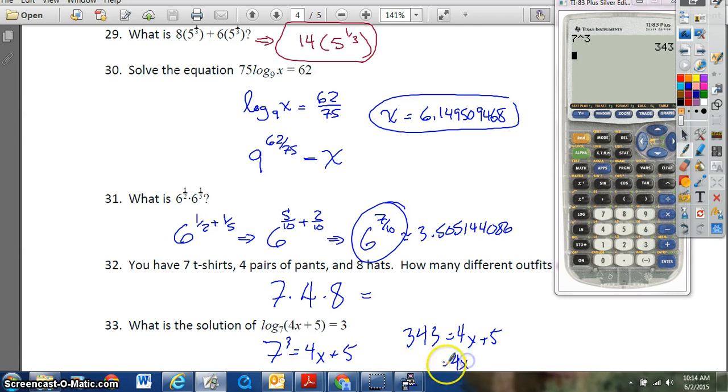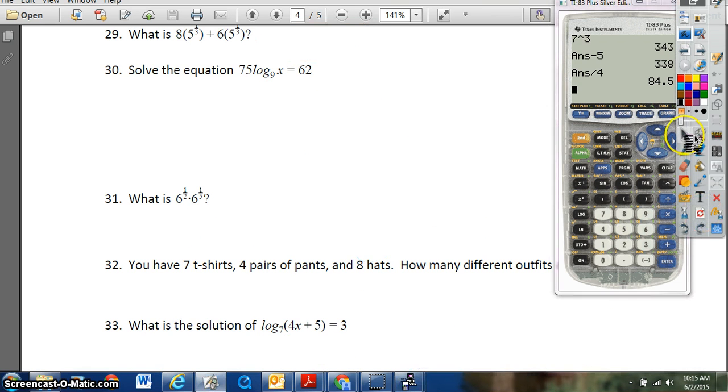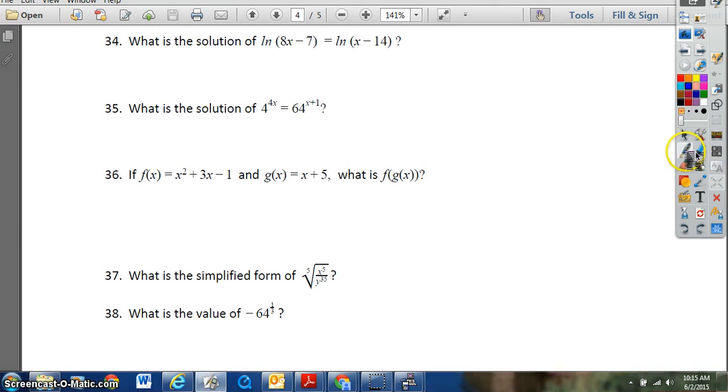So that means 4x equals 338. When I subtract 5 over, then I'm going to divide by 4. So 4 goes into 33 8 times, 4 goes into 18 4 times, 4 goes into 25. So it's looking like 84.5. Just to verify it on the calculator, let's subtract 5 and divide by 4. Yep, so we're good. All right, so let's shift this guy up again. We're at 34.